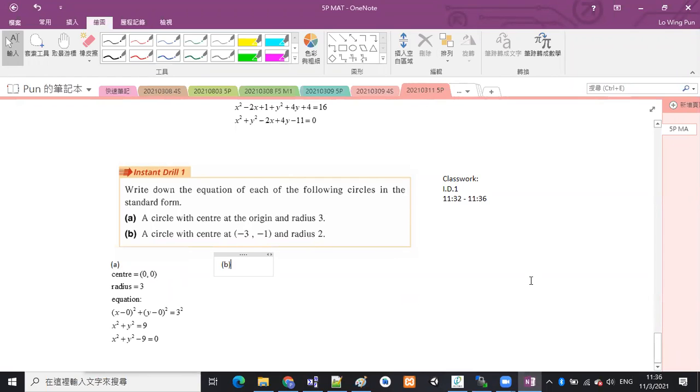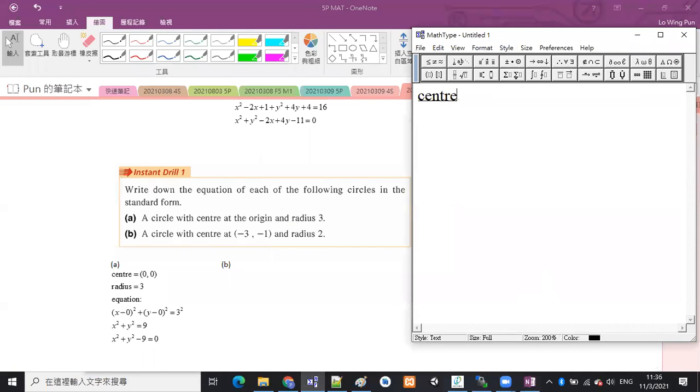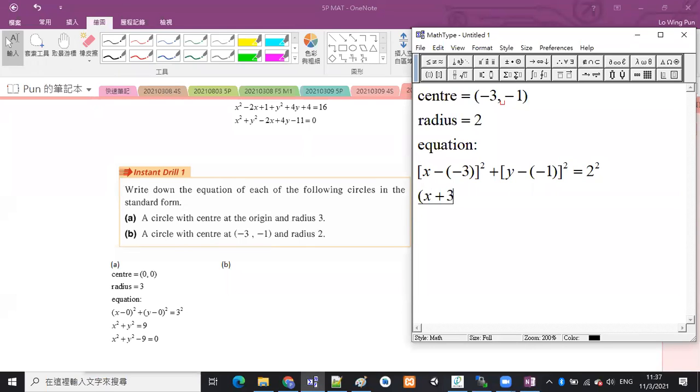And then part B, a circle with center at -3, -1 and radius 2. So we have the center being -3 and -1, and the radius being 2. Then we can write down the equation: x minus -3 bracket squared plus y minus -1 bracket squared equals 2 squared. Handle the double negative first. It becomes x plus 3 bracket squared and y plus 1 bracket squared is equal to 4. Then we expand the bracket using the identity a squared plus 2ab plus b squared.